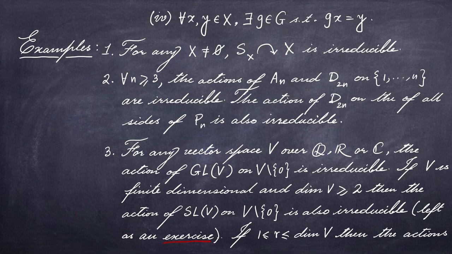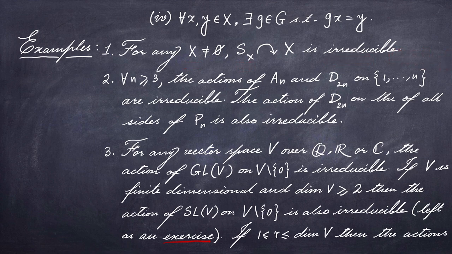Okay, so what are the examples? For any set X, the action of S_X on X is irreducible. Again, this becomes evident in view of this fourth one in the list of equivalent characterizations of irreducibility. In particular, the action of S_n on 1 up to n is irreducible.